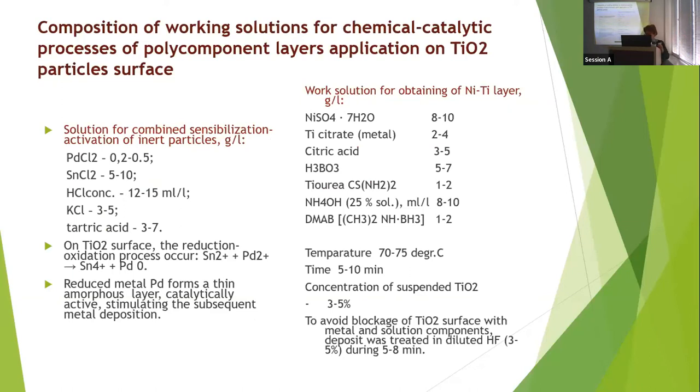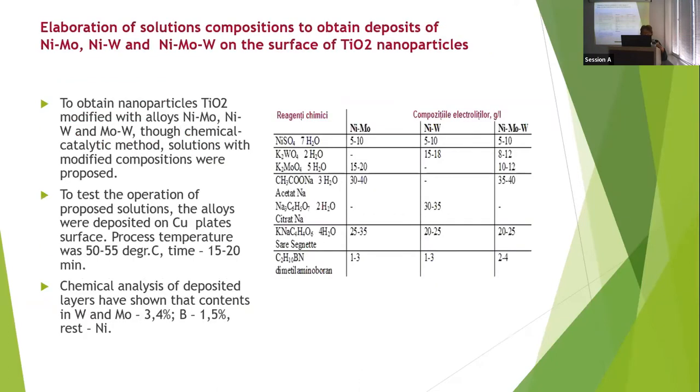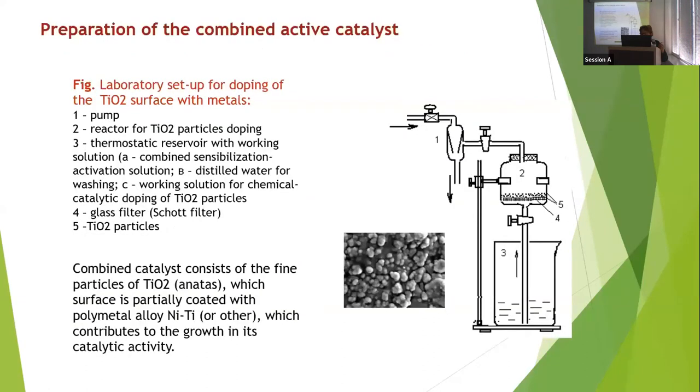Here on this slide, you can see the composition of the main working solutions for the chemical catalytic processes. First, to the left, you can see the composition of the solution for the combined sensibilization-activation of the inert particles, and to the right are given the working solutions for obtaining the nickel-titanium layer. We have tested in our work several types of coating layers and coating solutions. You can see on this slide the main solutions used to obtain layers of nickel-molybdenum, nickel-tungsten, and the triple alloy nickel-molybdenum-tungsten on the surface of the nanoparticles.